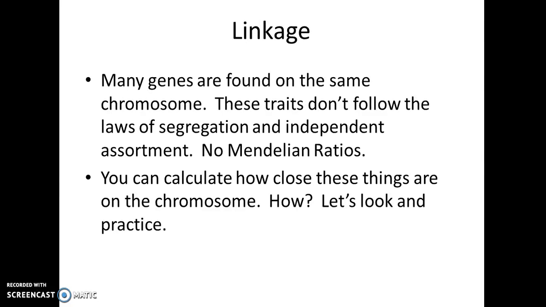And linkage. So many genes are found on the same chromosomes, and since they're found on the same chromosomes, they don't follow the laws of segregation and independent assortment. So the Mendelian ratios of 1 to 1 to 1 to 1 or 3 to 1 or 9 to 3 to 3 to 1 don't apply here.